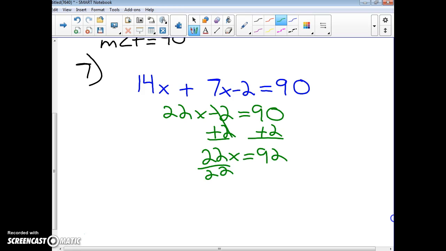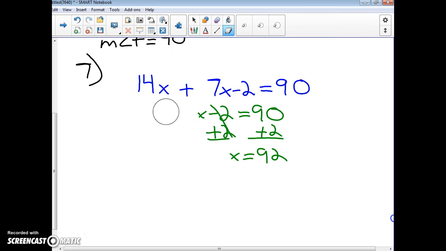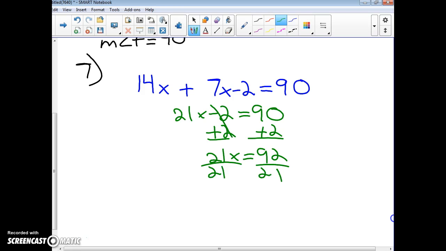Divide both sides by... 14 plus 7 is 21. Thank you. Divide both sides by 21, and x equals 92 over 21. I saw some of you change it to a decimal. Please don't do that. Leave it the way it is. I don't even want any mixed numbers.